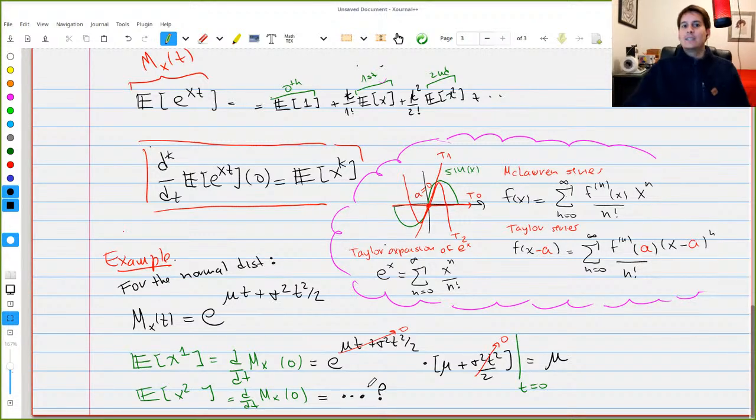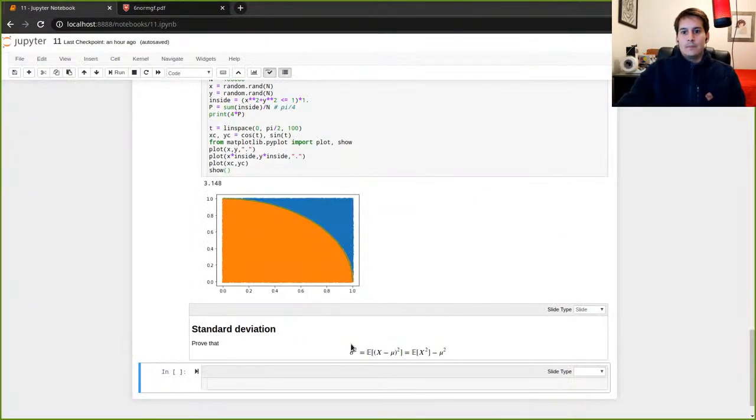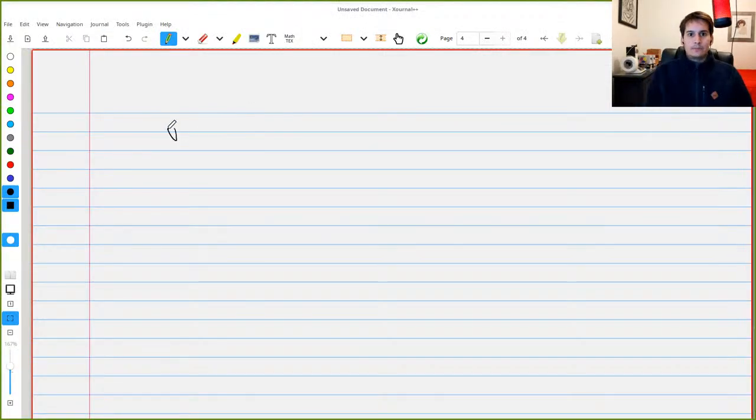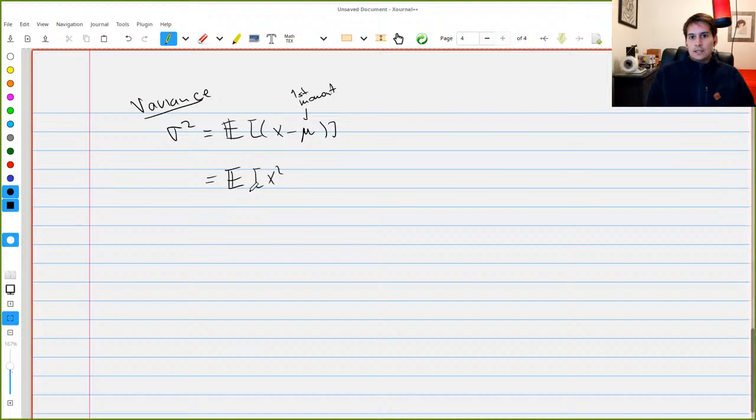And now we start the exercise. So let's remember the exercise is to prove that the variance, which by the way by definition is this, the variance, because it is the standard deviation squared, is the expected value of X minus mu squared, where mu is the first moment, is equal to the expected value of x squared minus this. So, how do you think we should start to verify this?